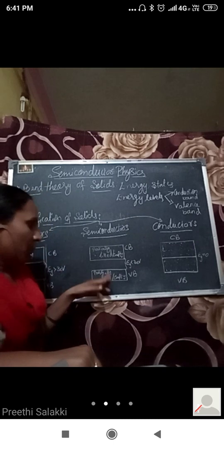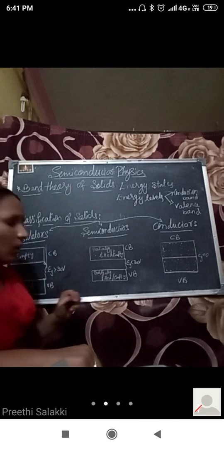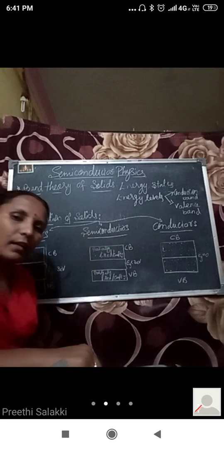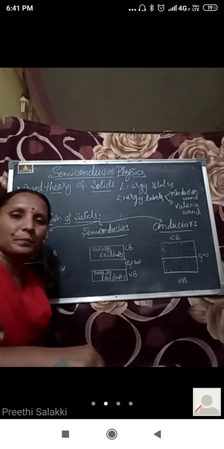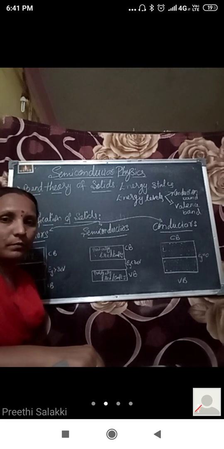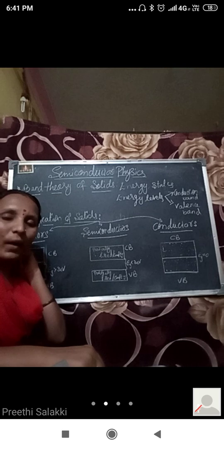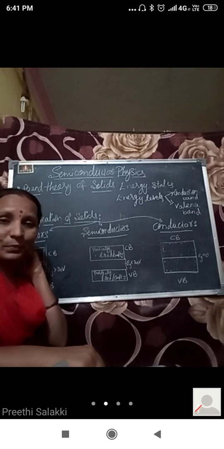So, partially filled, partially empty, because some electrons are here, some electrons are there. So it is partially conducting, hence called a semiconductor. Energy gap is less than 3 electron volt. Okay. And the very important thing is, what happens on increasing temperature?